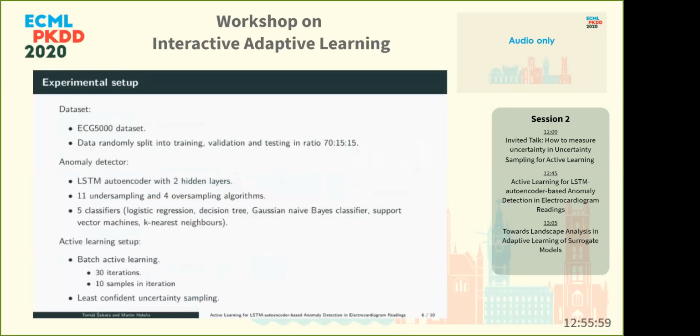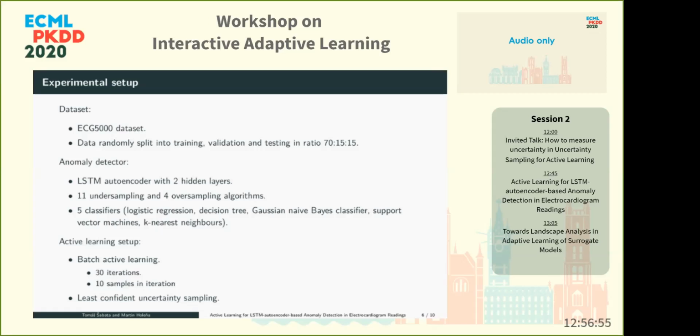So let's describe our experimental setup. As I said, we are using the ECG 5000 dataset. The data are randomly split into training, validation, and testing in the ratio 70, 15, and 15. So we have 70% of training data. As an anomaly detector, we use an LSTM autoencoder with 2 hidden layers with a decreasing number of neurons. We were experimenting with 11 undersampling and 4 oversampling algorithms that come from the imbalanced-learn Python framework, and with 5 classifiers that come from the scikit-learn Python framework: logistic regression, decision tree, Gaussian naive Bayes classifier, support vector machines, and k-nearest neighbors classifier.